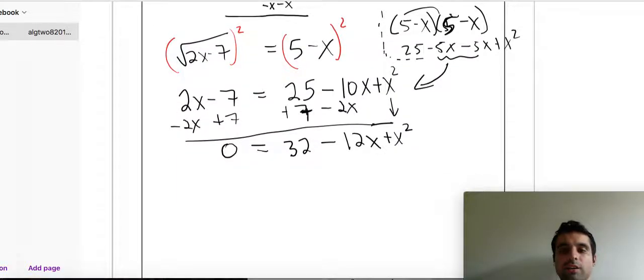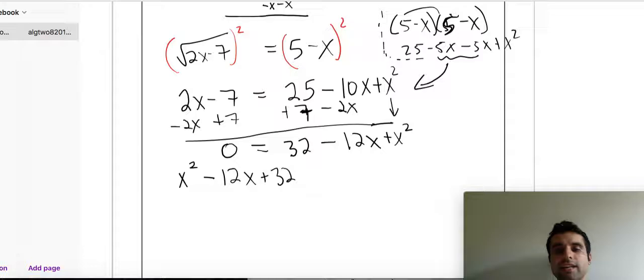So I'm going to rewrite in standard form, and I'll put the x on this side. X squared is the first term, minus 12x, and positive 32. So I'm just rewriting in standard form. I didn't use inverse operations or anything. I'm just changing the equation so the zero is on this side.